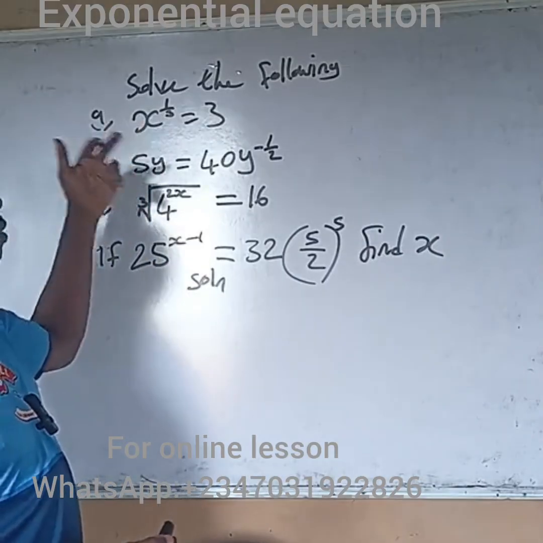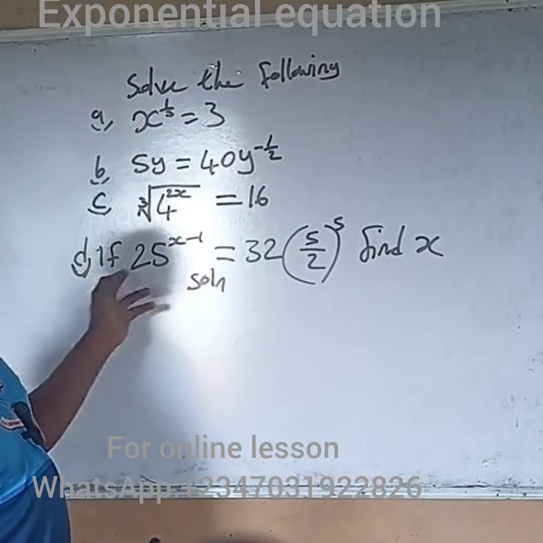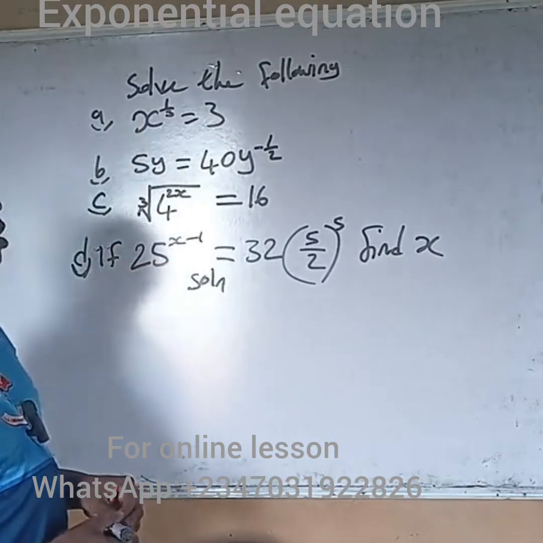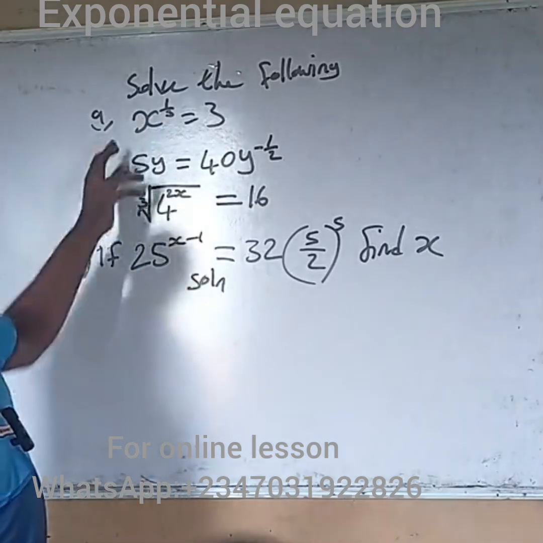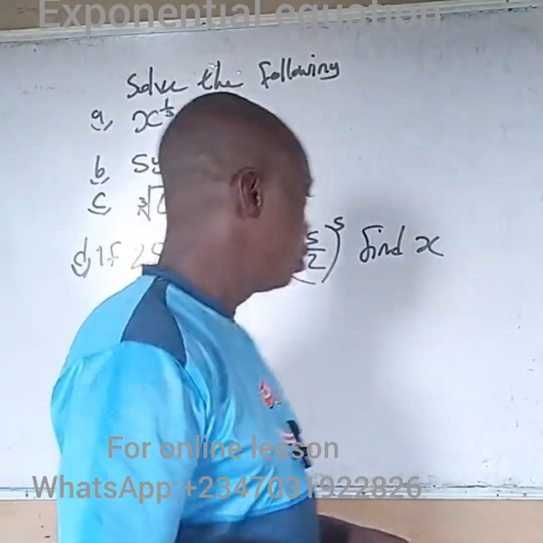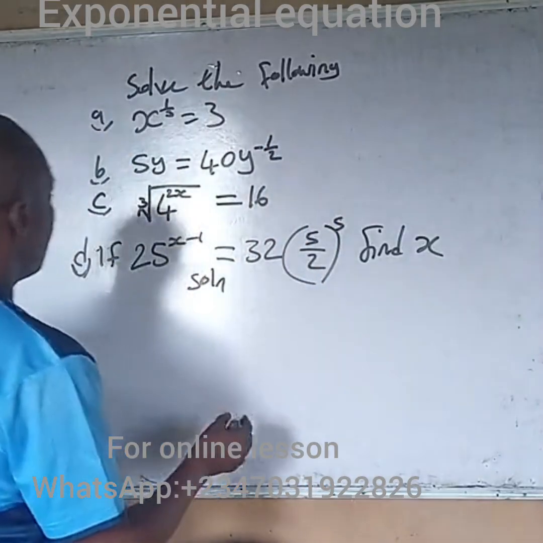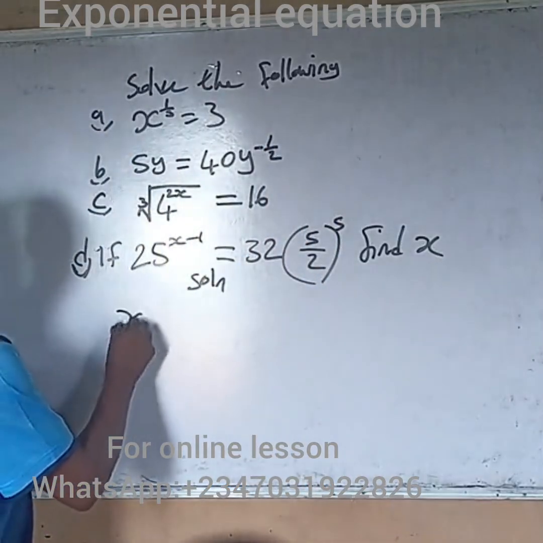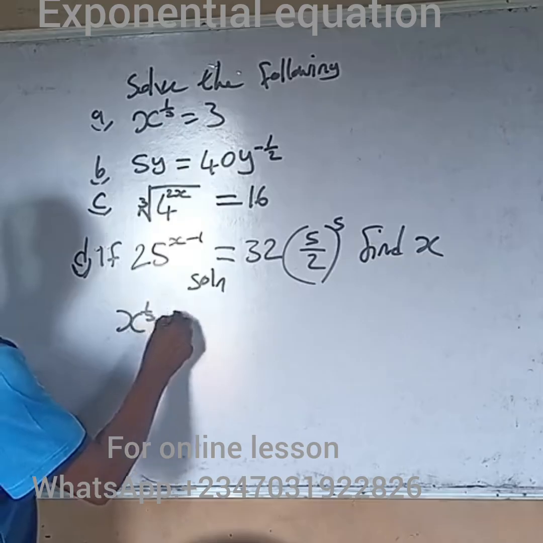Here we are looking for x, here we are looking for y, and here we are looking for s, and of course here as well for s. Now, for the A, we will use the third law of the exponential equation. Now we have x raised to power 1 over 3 is equal to 3.